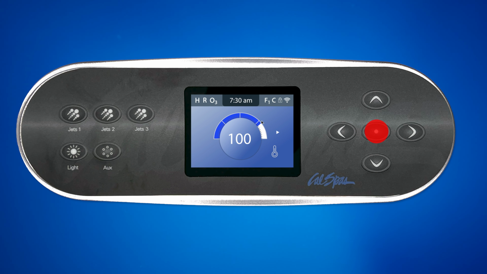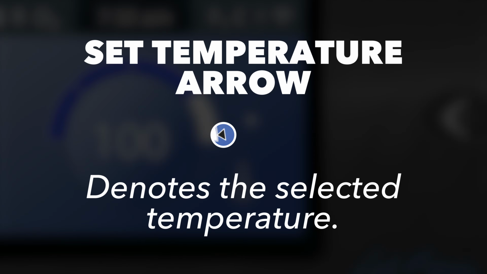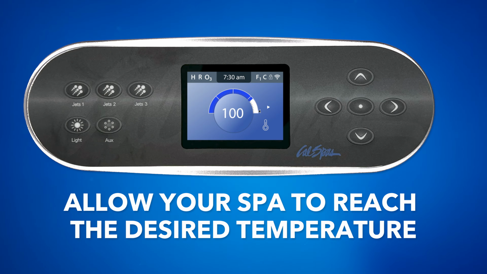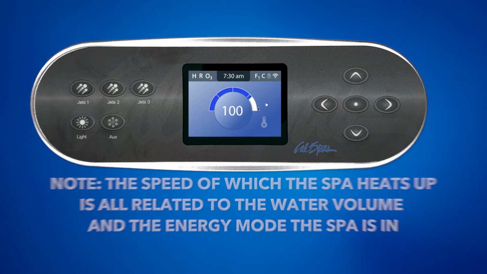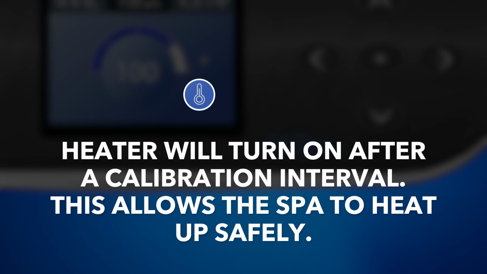At the main screen, press the select button to open the temperature wheel, and use the left or right arrows to raise or lower the water temperature to your preference. You can confirm the new temperature by pressing the center button, or allowing the screen to time out with the preferred temperature highlighted. You'll notice the set temperature arrow denote the selected temperature. Allow your spa to heat up to your desired temperature. Note, the speed in which the spa heats up is all related to the water volume and the energy mode the spa is in. Also note that the heater will turn on after a calibration interval. This allows the spa to heat up safely.